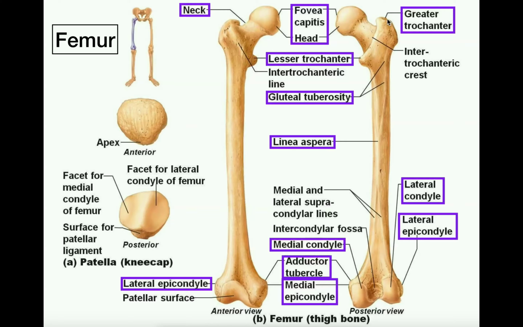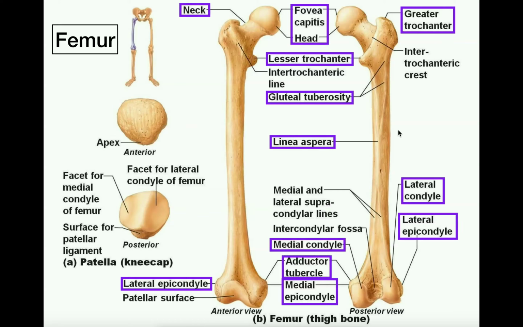The greater trochanter is closer to the head, it's more proximal, and so you could say it's a little bit higher up. So here's the greater trochanter. You can really see it better from a posterior view. And the lesser trochanter down here is lower, obviously. It's more distal than the greater trochanter. So I just wanted to point those out as well.